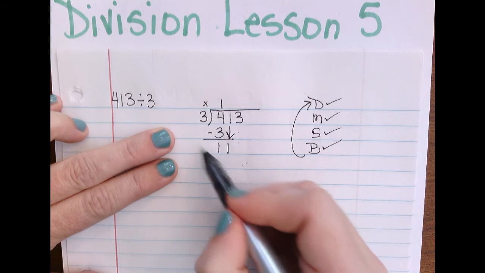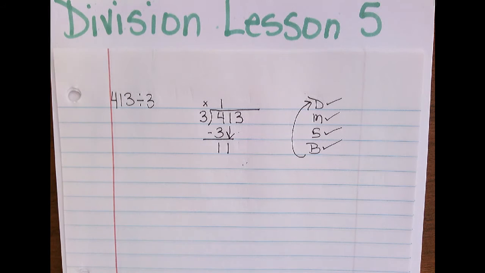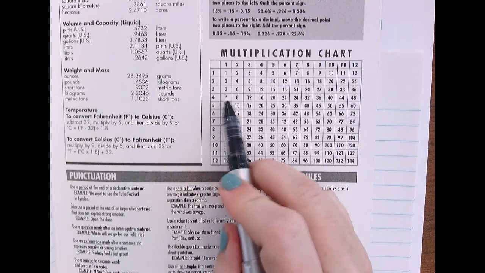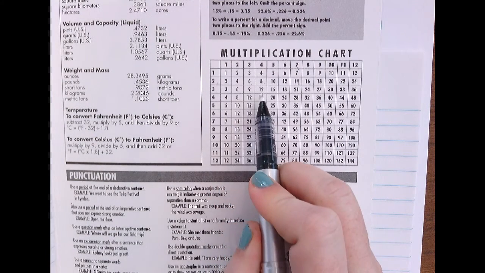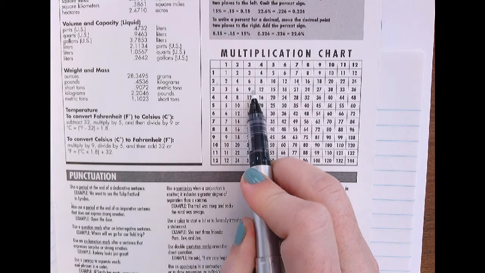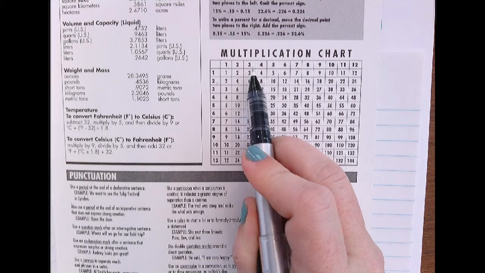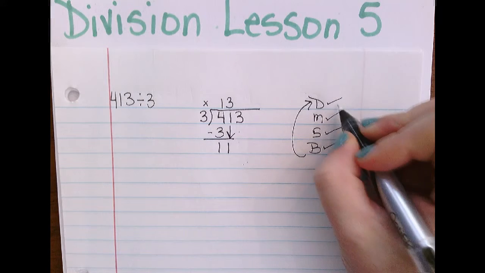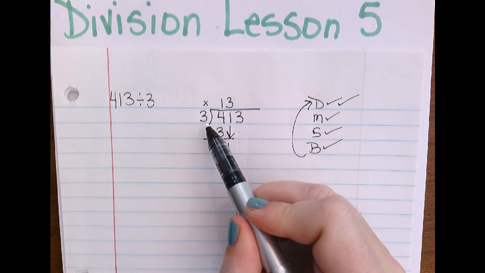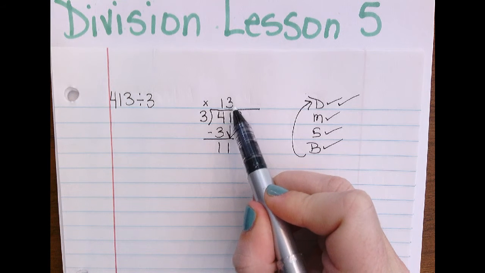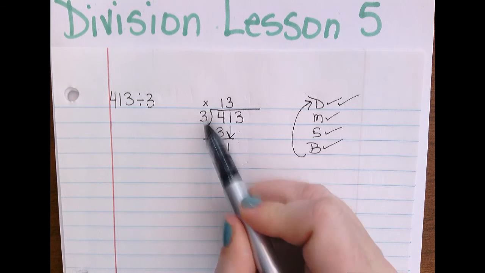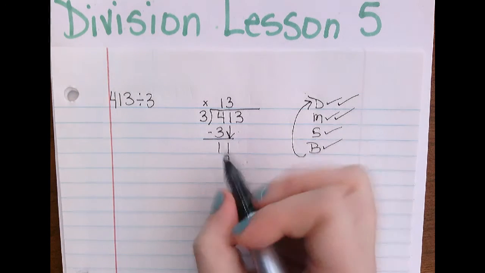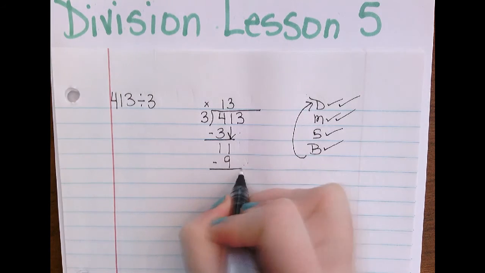Now, how many times does 3 go into 11? If we need help, we can check our multiplication chart. Find our 3. 3, 6, 9, 12 is too much, so we roll it back to 9. So 3 goes into 11 3 times. That's division. 3 times 3, we multiply the number we just came up with times our divisor. 3 times 3 is 9. It's multiplication. Next is subtraction. We subtract these two numbers from each other.